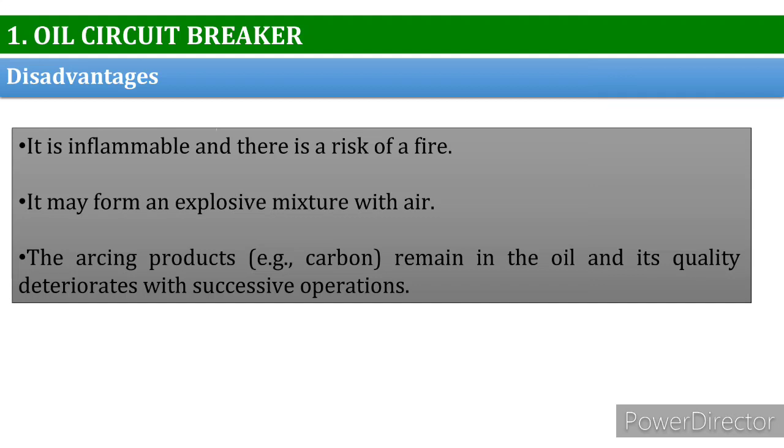And the third one is the arcing products, for example carbon, remain in the oil and its quality deteriorates with successive operations, like during multiple operations of making and breaking and arc extinguishing, so the quality of the oil decreases. So in this case, we change the oil on a regular basis, and we have mechanisms to check the quality of the oil. Remember, if the moisture level in the oil increases, the arc extinguishing capability of the OCB decreases. So it is very important to maintain the system so it can operate timely.